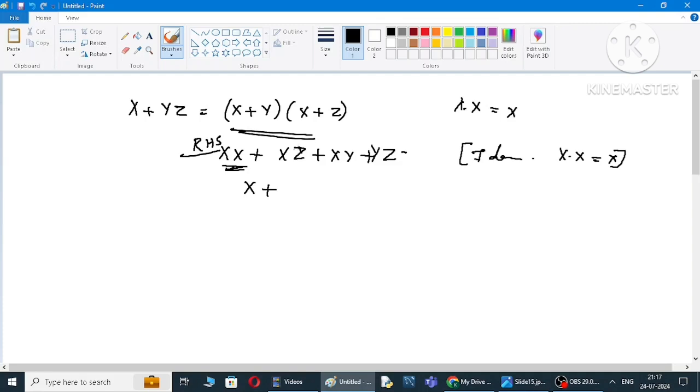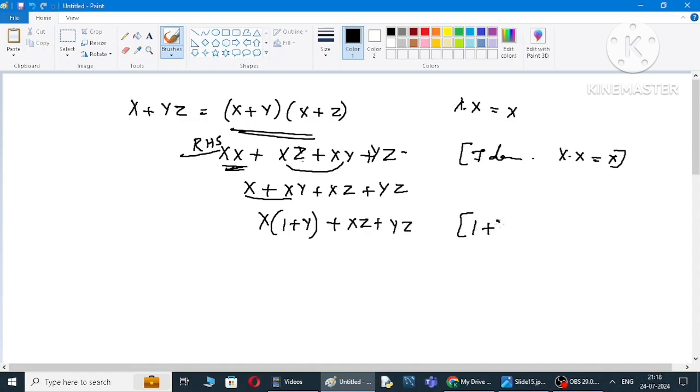X plus, now here you have two z's, so I'm going to bring this xy to the front, this side, and the z terms I will put in one side. Okay, in this, take this x commonly outside, x into 1 plus y, and retain the other things. Now what is 1 plus y? According to the property of 1, 1 plus y is 1. So 1 plus y will become 1.